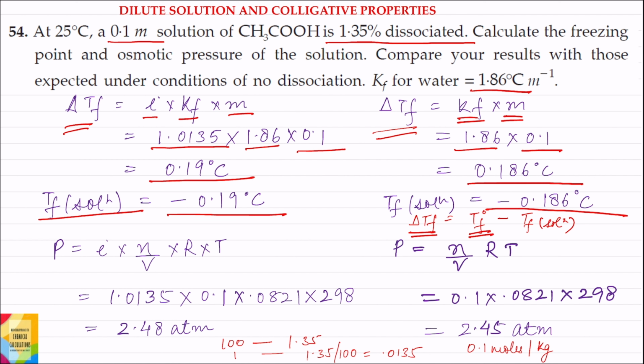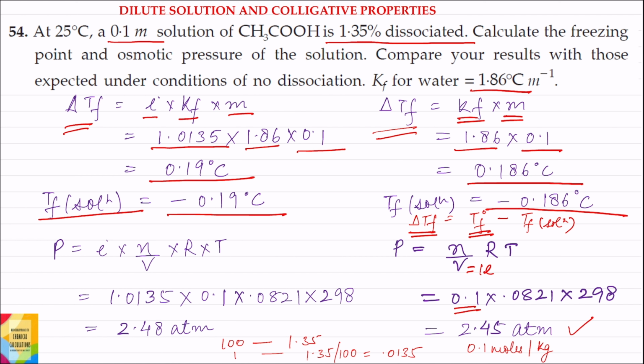Now density of water is 1 kg per liter. So if weight of water is 1 kg, then volume of water is 1 liter. Now since the amount of solute present in the solution is very less, volume of solution and volume of solvent can be taken as same. So volume of solution will be equal to 1 liter. Number of moles is 0.1 moles. Putting the values and solving, osmotic pressure is 2.45 atmospheres.